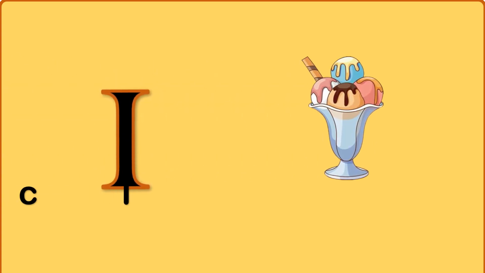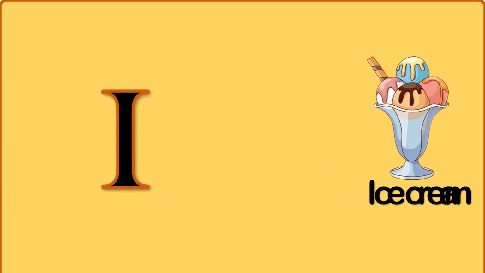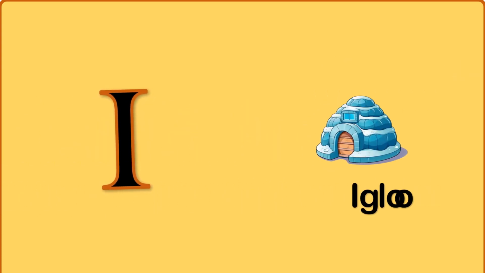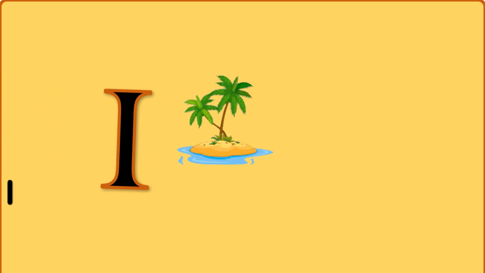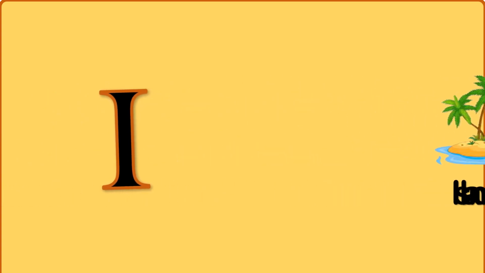Now we're going to say hello to the letter I. Let's learn some words that start with the letter I. I is the first letter in ice cream. I as an igloo. I as an island. This is how we write the letter I.